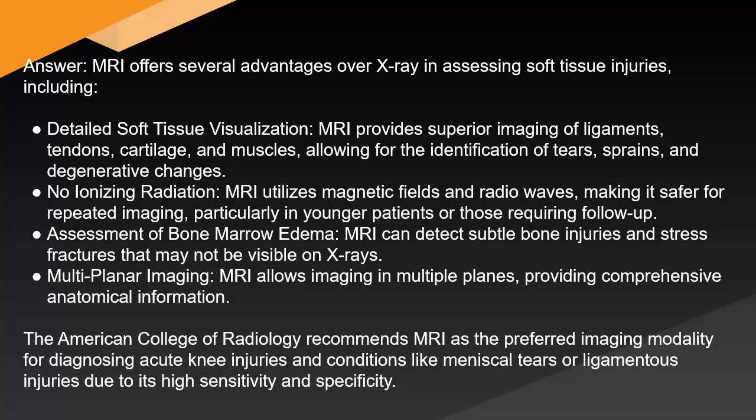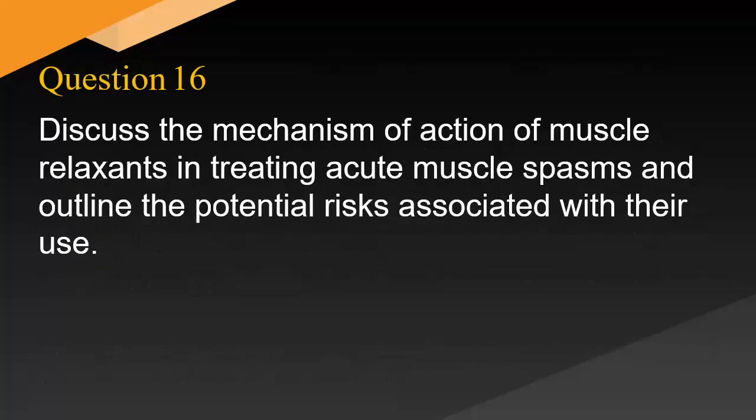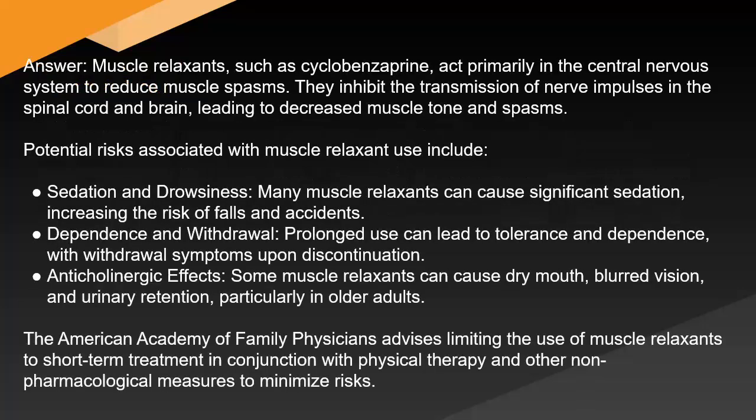The American College of Radiology recommends MRI as the preferred imaging modality for diagnosing acute knee injuries and conditions like meniscal tears or ligamentous injuries due to its high sensitivity and specificity. Discuss the mechanism of action of muscle relaxants in treating acute muscle spasms and outline the potential risks associated with their use. Answer: Muscle relaxants such as cyclobenzaprine act primarily in the central nervous system to reduce muscle spasms.